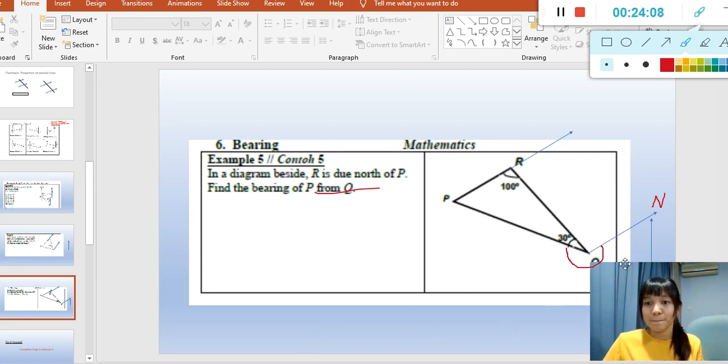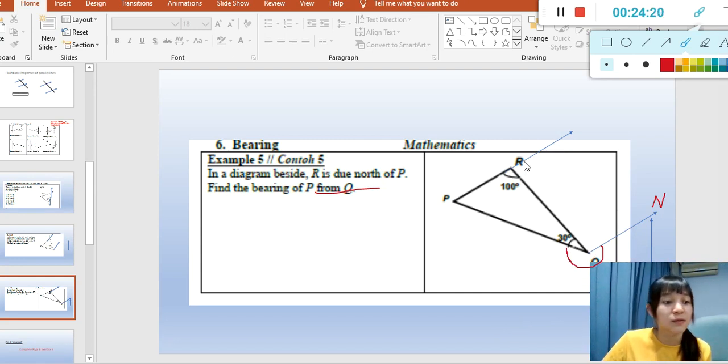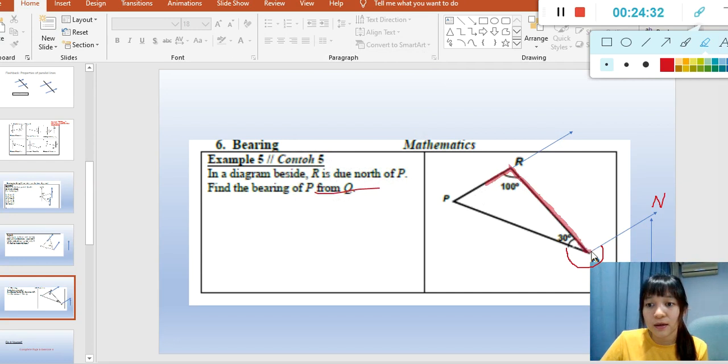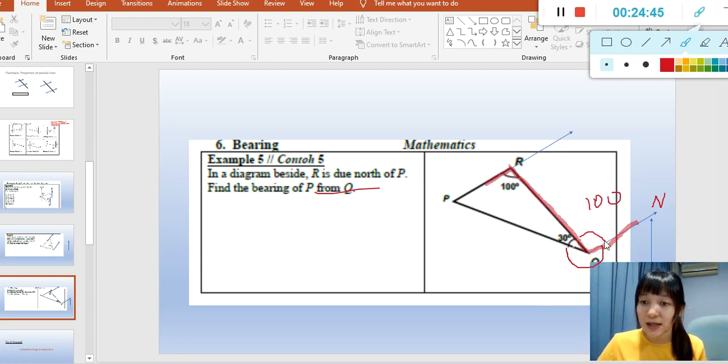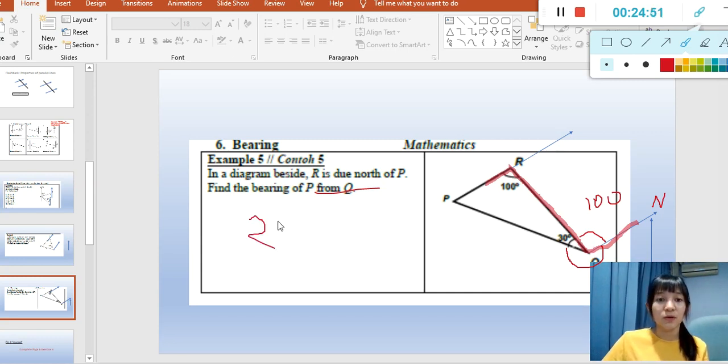What do you know? Find the property. For this case, you see a Z, parallel lines. Do you see a Z? Z means if this is 100, this would be 100. So one cycle is 360, 360 minus 100 minus 30. In the end, what is that bearing? What is this degree here? 2, 3.